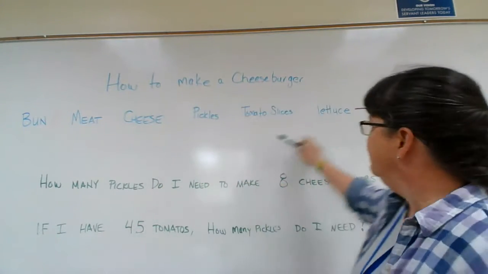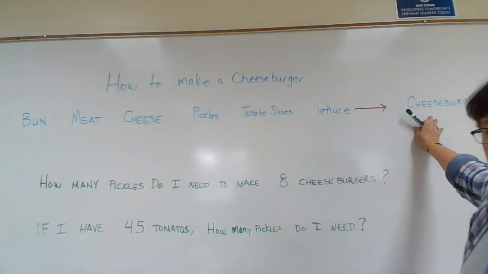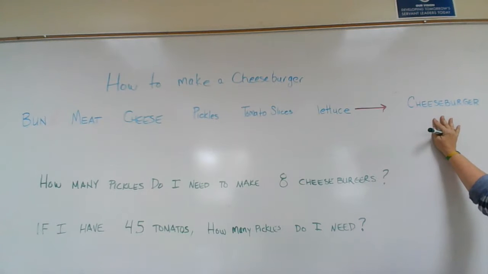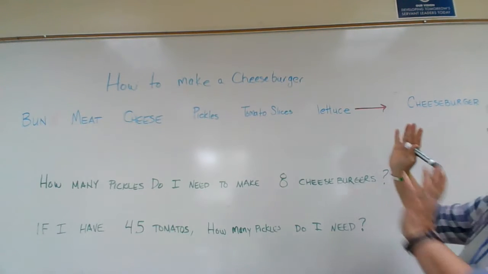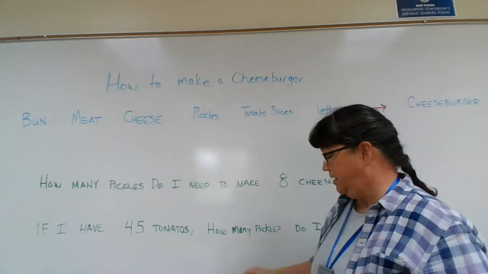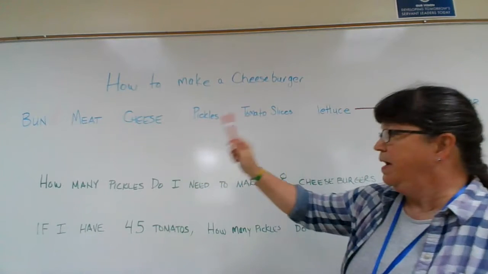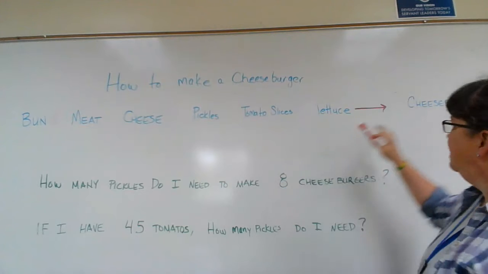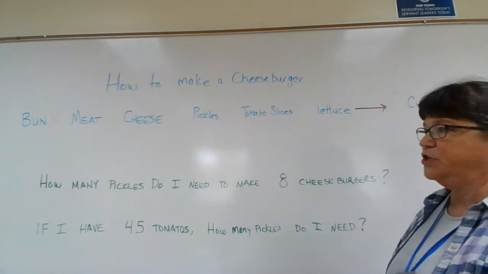So if you see, the cheeseburger is our final product. Just like in a balanced equation, we have our products on the right-hand side. So on our left-hand side is everything it takes to make a cheeseburger. We have bun, meat, cheese, pickles, tomato slices, lettuce. And then, again, our product would be our cheeseburger.